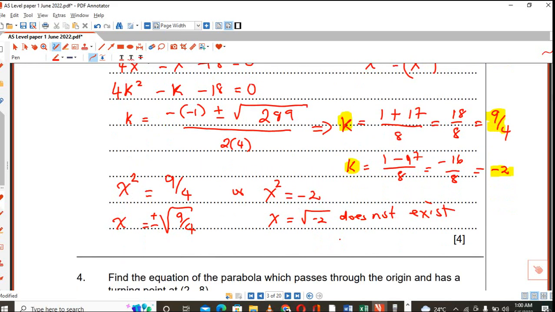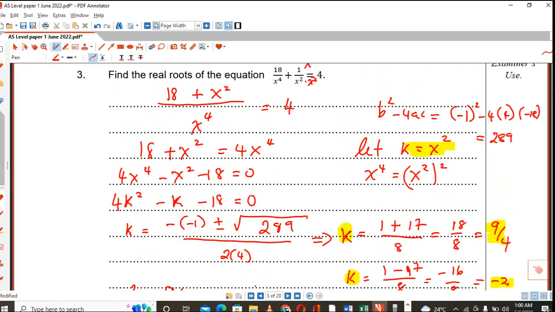So eventually my answer will be x equals plus or minus 3 upon 2, and this is the value of x. It's either positive 3 halves or negative 3 halves. Those are the two solutions for that equation. There are many ways, but this is just one way of finding it.